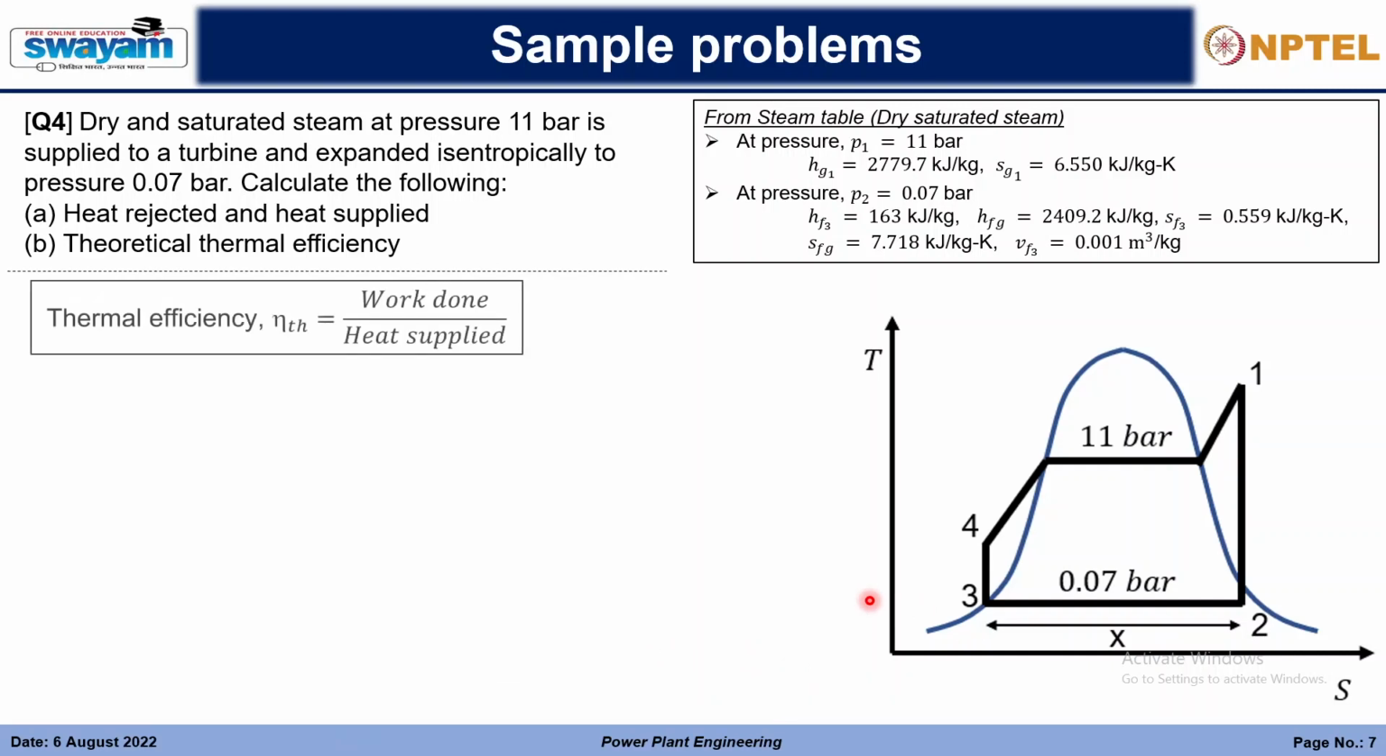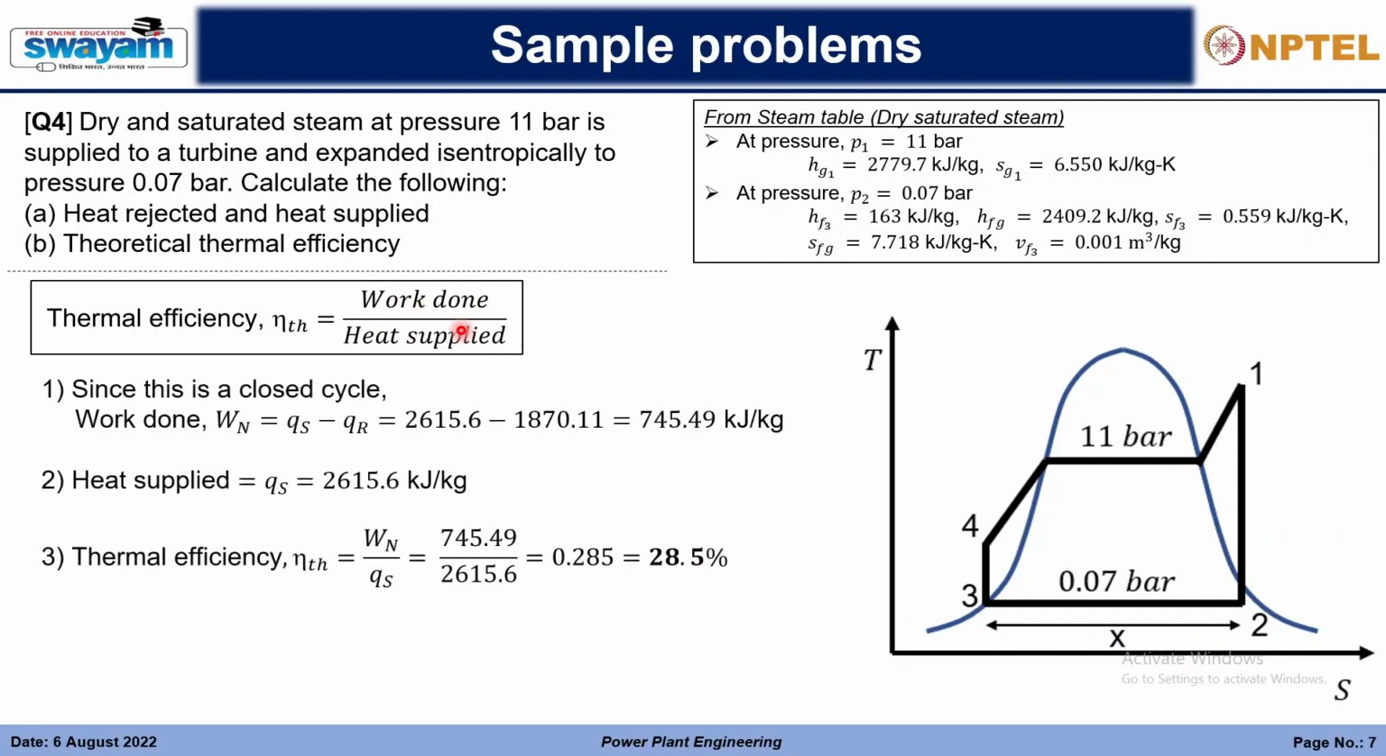Then we'll calculate the theoretical thermal efficiency. So thermal efficiency is given by work done per heat supplied, and for work done, since we know that this is a closed cycle, we can use the first law, right? So work done can be given, in a cyclic process, the net exchange of heat will be equal to the net exchange of work, right? That is the first law.